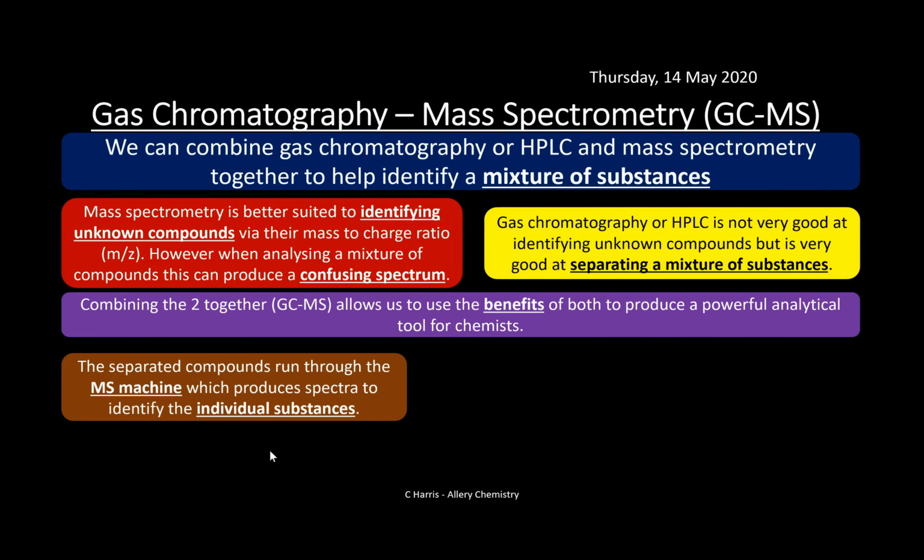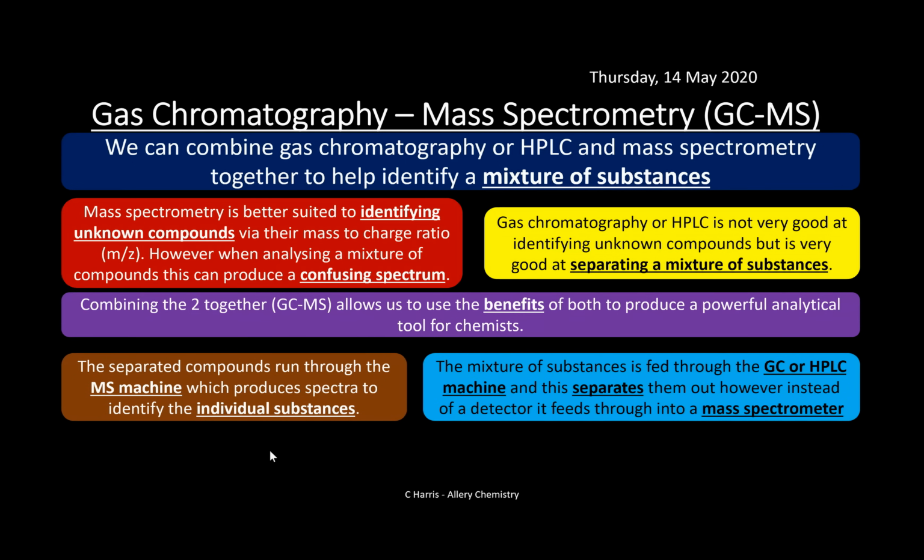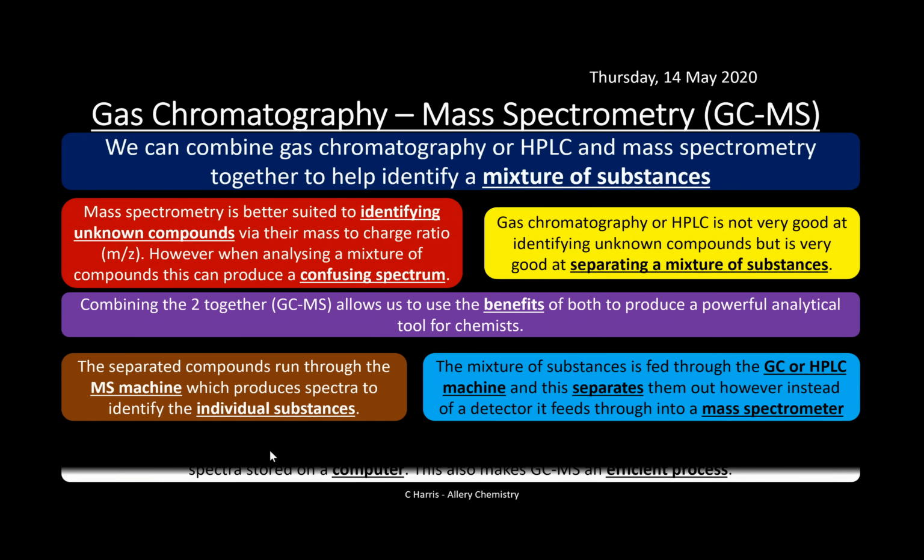And so basically the separated compounds run through the MS machine. That produces a spectrum to identify each substance. So that's what we looked at right at the start of the video when we looked at the mass spectrometer. The mixture of substances is fed through the gas chromatography or HPLC machine, and this separates them out. However, instead of detecting it, it feeds it straight into the mass spectrometer. So they're literally connected to each other.